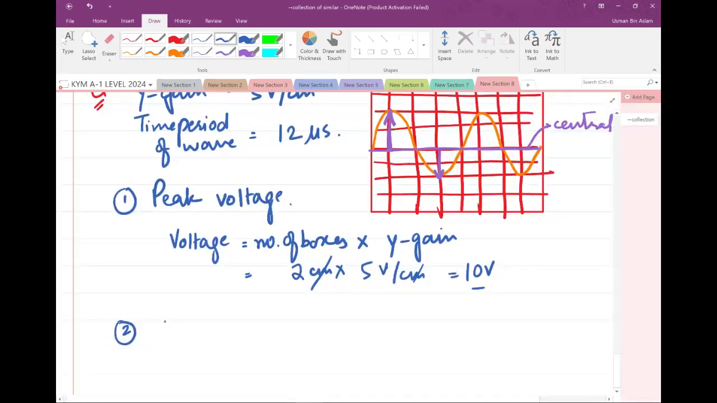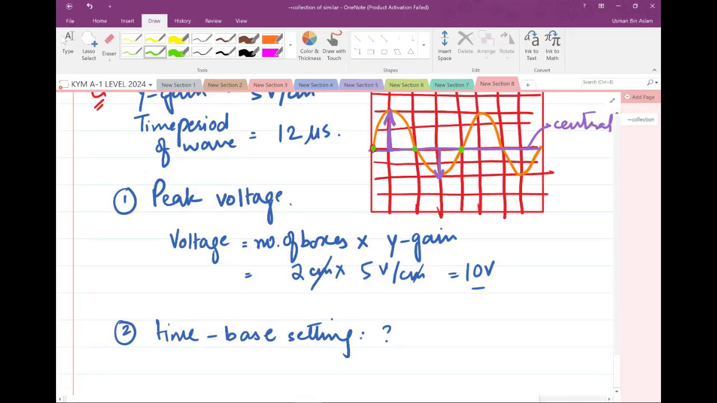Second, they ask you to find out the time-base setting. Now, this might be a little tricky, but it's not really difficult. It's easy. This is where I'll use a different color. This is where the wave starts from. This is where half a wave ends, and this is where one complete wave ends. One complete crest and one complete trough represent one complete wavelength.